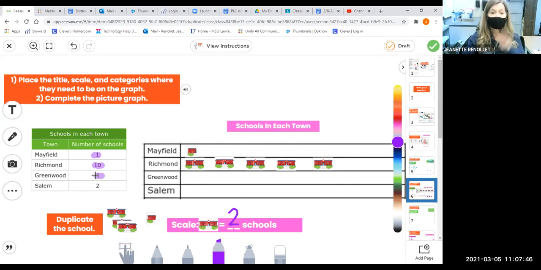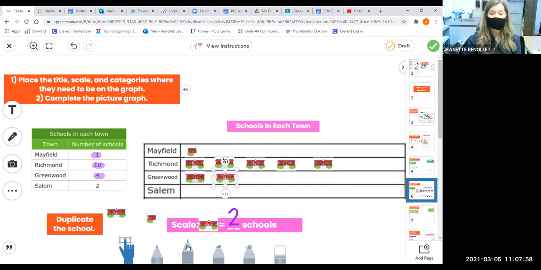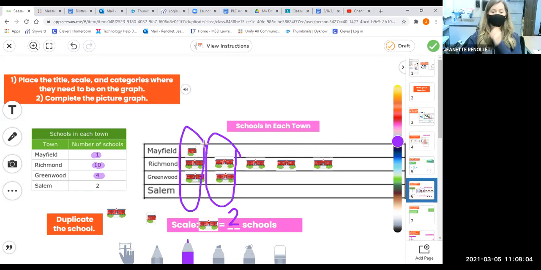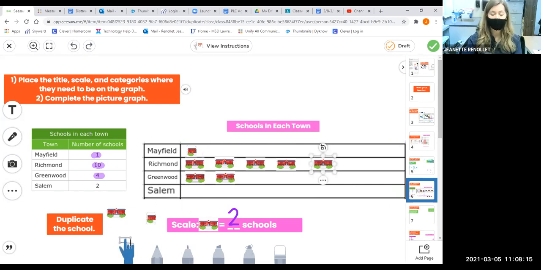Greenwood has 4 schools in the town. I can count by 2s to get to 4. I can skip count 2, 4. Notice how I'm even lining up and I'm making columns this way on my picture graph. That way it's easier to read. When you make it neat with rows and columns, it's easier for others to read your graph.